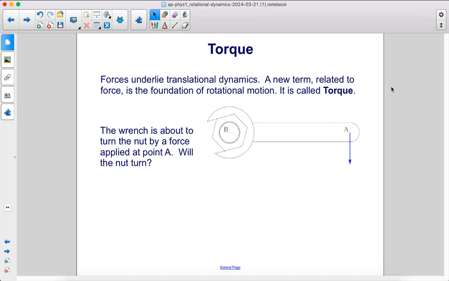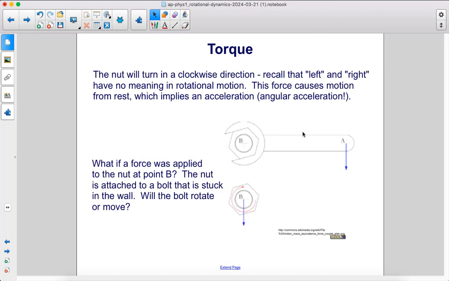Forces underlie translational dynamics. A new term related to force is the foundation of rotational motion. It is called torque. The wrench is about to turn the nut by a force applied at point A. Will the nut turn? The nut will turn in a clockwise direction. Recall that left and right have no meaning in rotational motion. This force causes motion from rest, which implies an acceleration, angular acceleration.